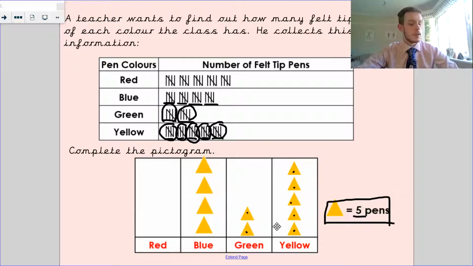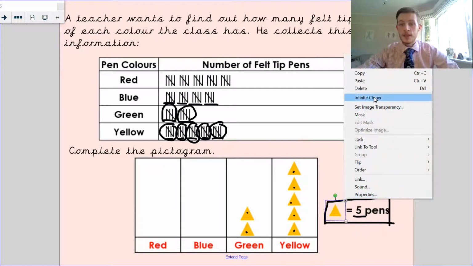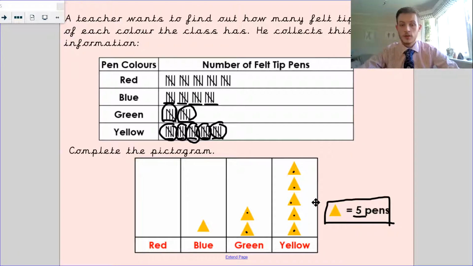What's wrong? My triangles are way too big. I have not made them the same size. That is not a good pictogram. So what you need to do is make sure that your pictogram shapes are exactly the same size. I think that's a better size. Let me check. We want to get that pictogram looking fantastic. That is a better size. There we go. So now I'm ready to make it better. So I'm going to put in 1, 2, 3, 4 blues, because there's 4 lots of 5 which make 20.